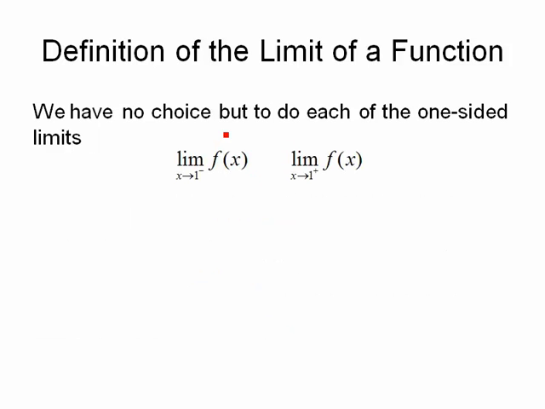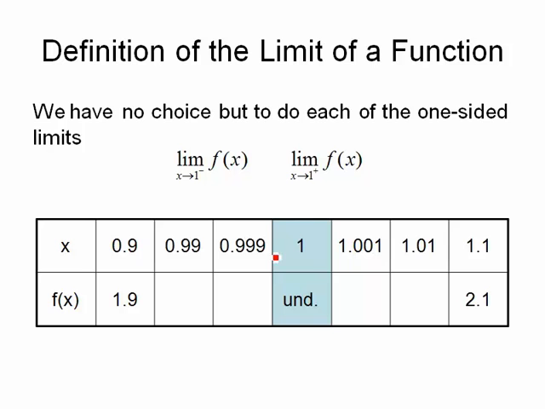We're going to have to figure out what the limit is as x approaches 1 from the left, so that's why you see the negative there, and we need to do the limit as x approaches 1 from the right. So I'll construct a table with values getting closer and closer to 1 from the left-hand side, and values getting closer and closer to 1 from the right-hand side. When I put 0.9 into my fraction, I get 1.9. When I put 1.1 into the function, I get 2.1.